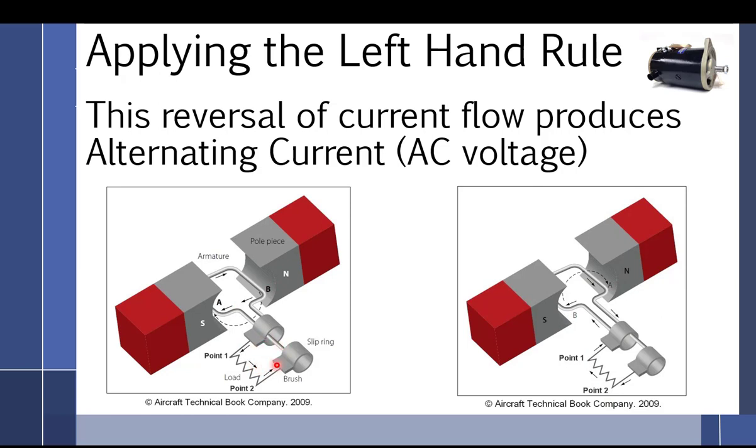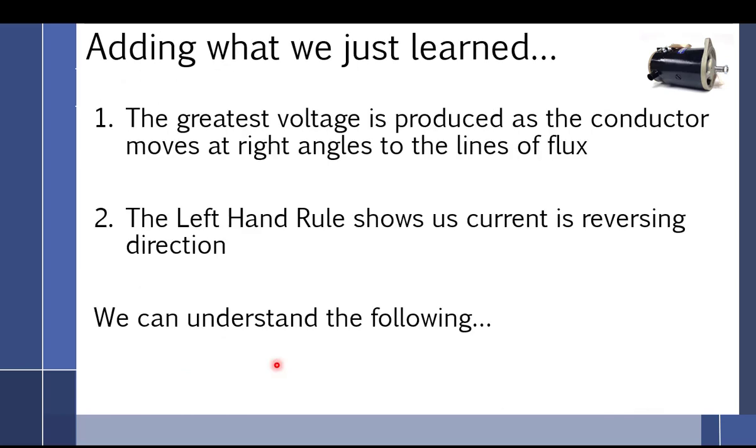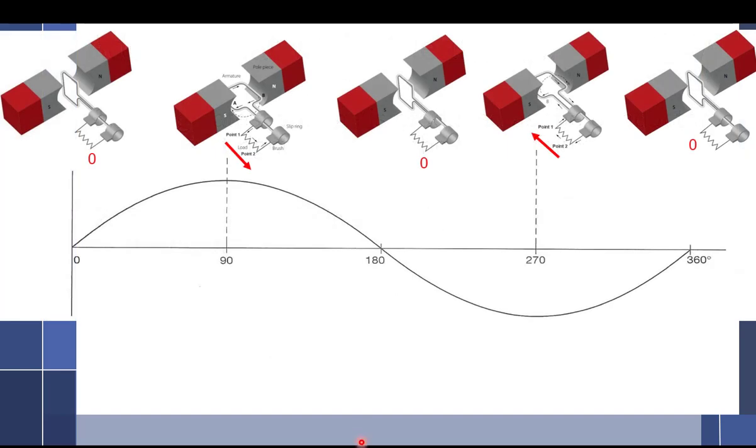All right. We're going to put it together here. So what we just learned, hopefully: the greatest voltage is produced as a conductor moves at right angles to the line of flux. Left-hand rule shows us current is reversing direction. We can understand the following. Yay, this is putting it all together. I think this came out of your book, actually.